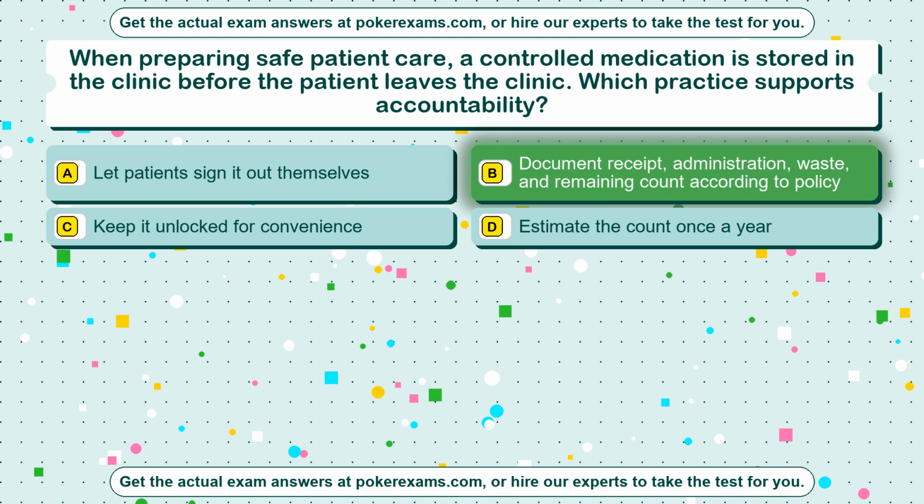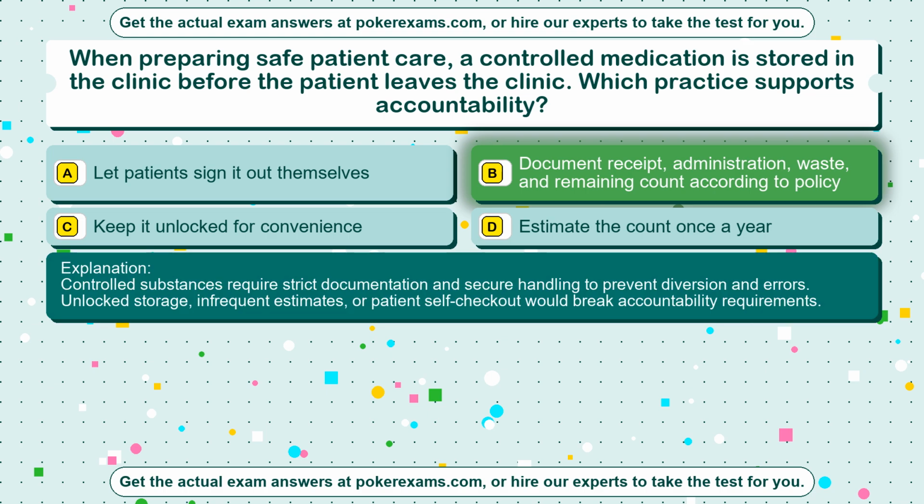The correct answer is option B. Document receipt, administration, waste, and remaining count according to policy. Controlled substances require strict documentation and secure handling to prevent diversion and errors. Unlocked storage, infrequent estimates, or patient self-checkout would break accountability requirements.